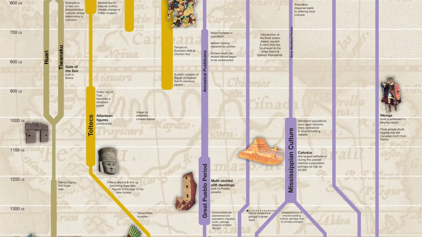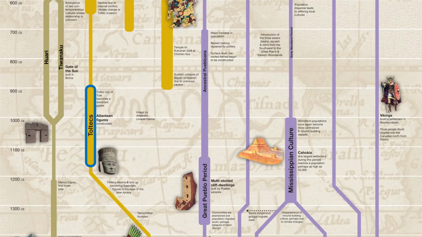The decline in the Mayan civilization coincided with the rise of the Toltecs. A lot of what we know about the Toltecs comes from later Aztec records, and from the fact that the Aztecs greatly admired the Toltecs as their legendary forefathers.